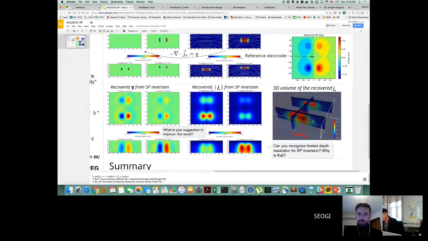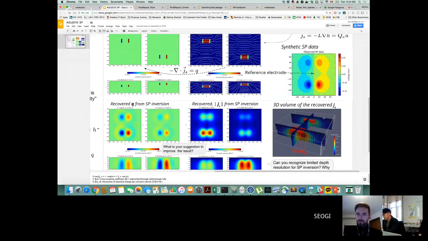Sure. I think this version needs more information. Either you need to know the depth, or you need to put in some sparsity constraint. Other than that, the amount of information you can get from this inversion is not great, I guess. But I think it still has a chance.